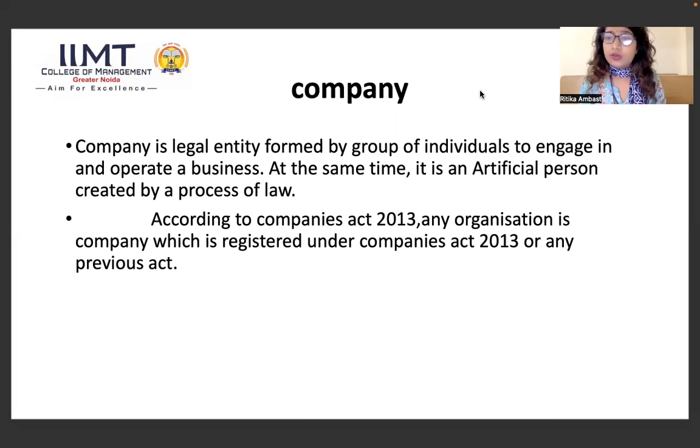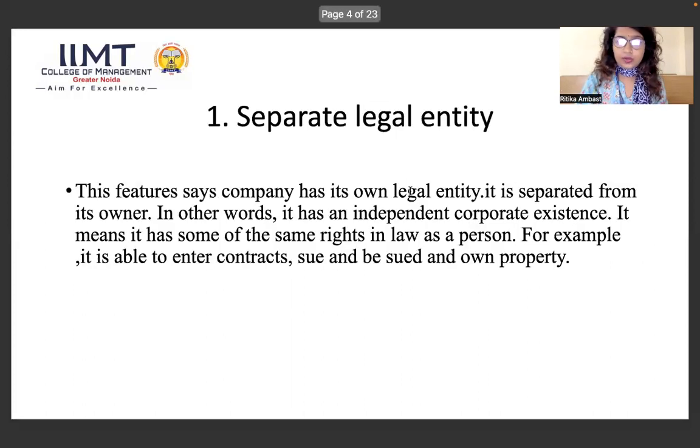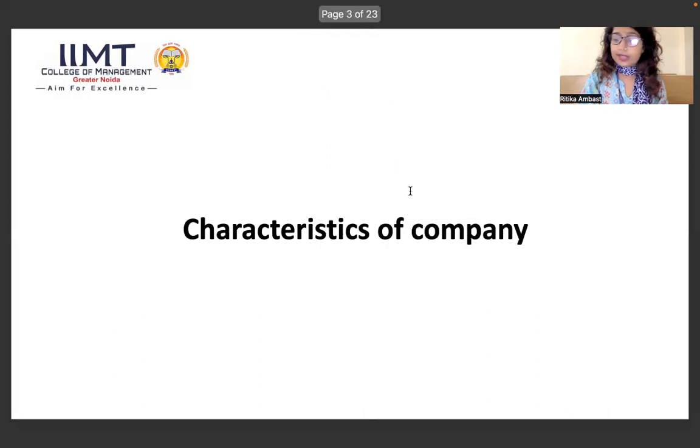And as we have discussed, it is also an artificial person in the eyes of law and created by law. So if you want to know a company in a better way, we have to discuss its characteristics and features. We will discuss the characteristics of a company first.